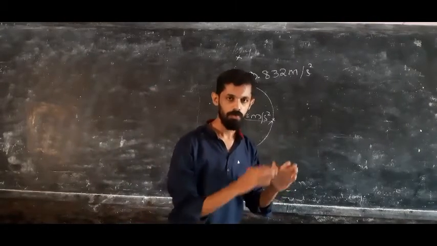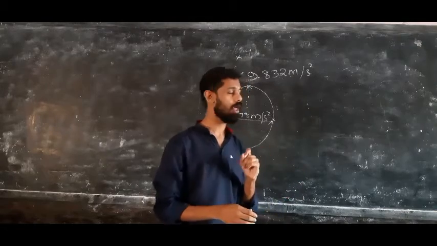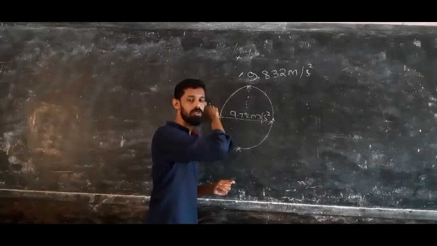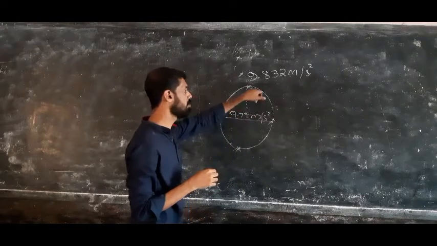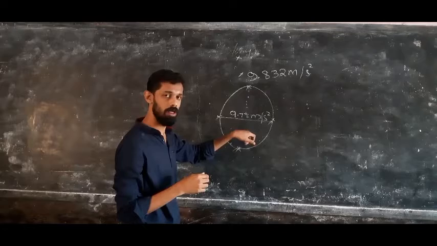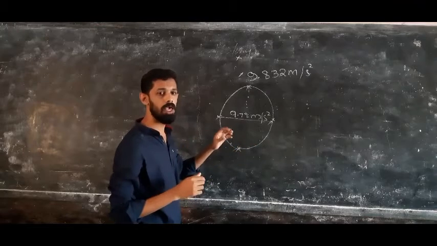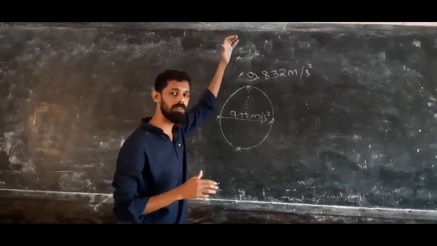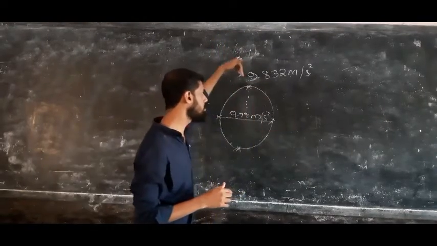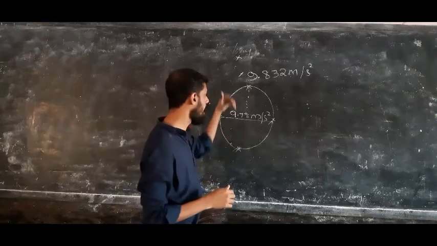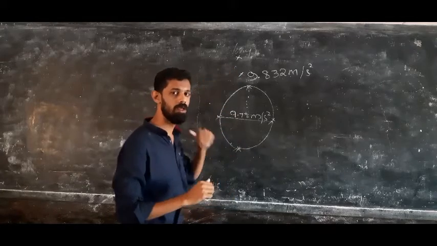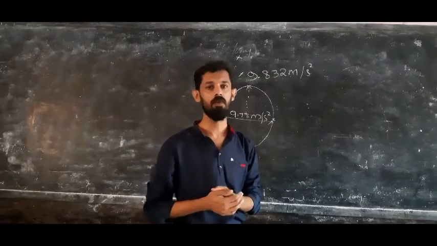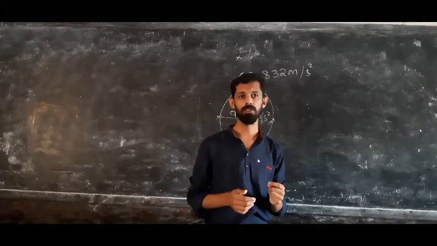So, all the 3 factors, one more time I am saying. First factor: it is changing according to the surface of the Earth, maximum at the poles, minimum at the equator. Second thing, change with the height. If height is increasing, acceleration due to gravity is decreasing. Change with the depth. If depth is increasing, acceleration due to gravity is decreasing. These are the three factors that acceleration due to gravity depends on.